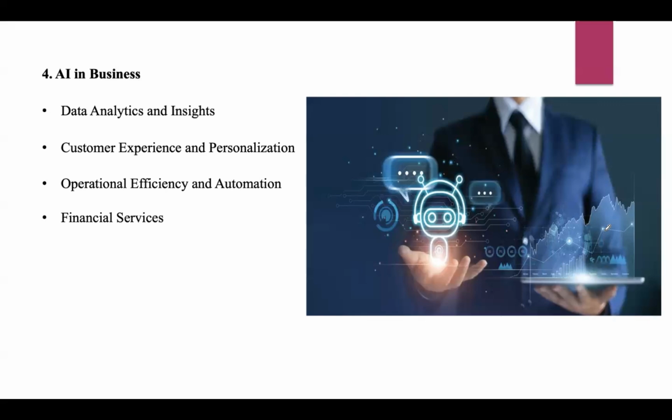Next, we have financial services. So here it helps in fraud detection. AI algorithms mainly detect suspicious activities and even potential frauds in real time, minimizing financial risks and enhancing security. So example is if you take bank and insurance companies, they mainly use AI for credit scoring, for fraud prevention, and personalized financial advice, improving customer trust and operational efficiency.